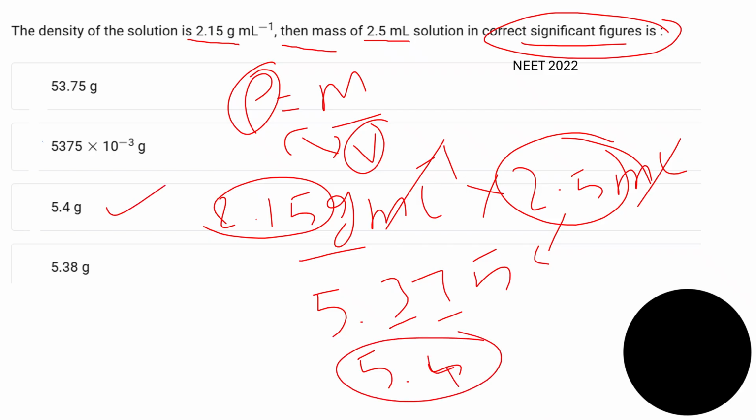There are two rules. The first rule is for addition and subtraction, the significant figure follows the number with more decimals. In the case of multiplication and division, the significant figure follows the number with the lower decimals. That's it.